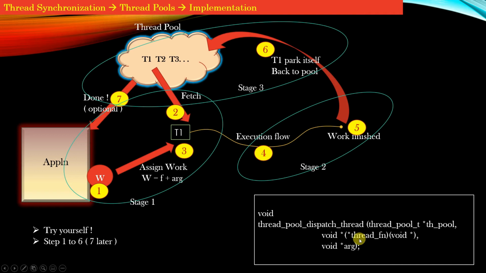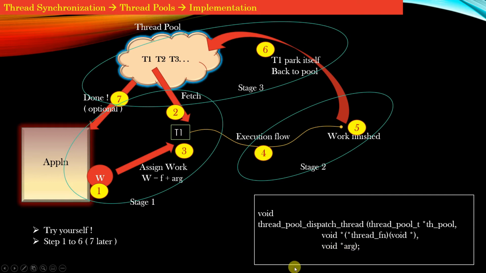And the function needs to operate on some data. So the third argument is actually a pointer to the memory, which stores the application specific data to be operated on by this thread function, right? So we already know the action to be done, that is, the action is represented by this thread function, and we already know the data on which the thread function has to operate, right? That is the third argument.